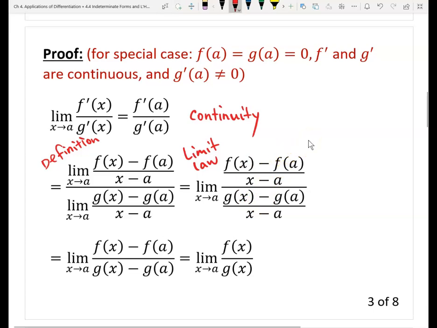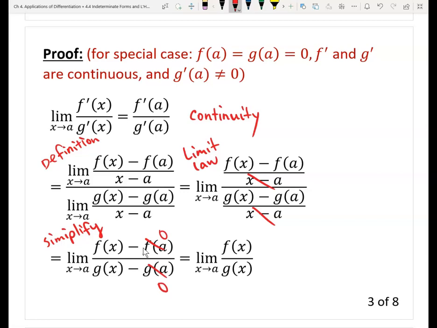Can you see? This denominator and this denominator are the same, which means we can multiply both the numerator and the denominator by x minus a, and then we can simplify. After simplifying, we get this. So in this step, we just simplify, right? How about now? Because we have a condition, can you see? We have a special case, f(a) equals g(a) equals 0. So what do we have this time? f(a) is 0, g(a) is 0.